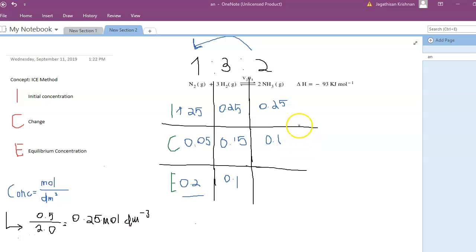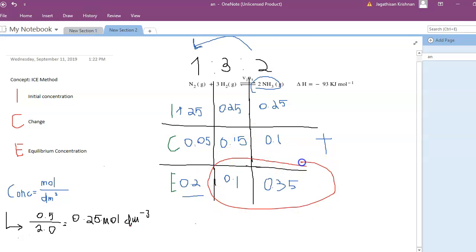However, instead of taking 0.25 and minusing 0.1, you add 0.1 because it is a product. So the equilibrium concentration would be 0.25 plus 0.1, so you'll get 0.35. So there you go. Here are your answers, and do not forget your units, moles per decimeter cubed.